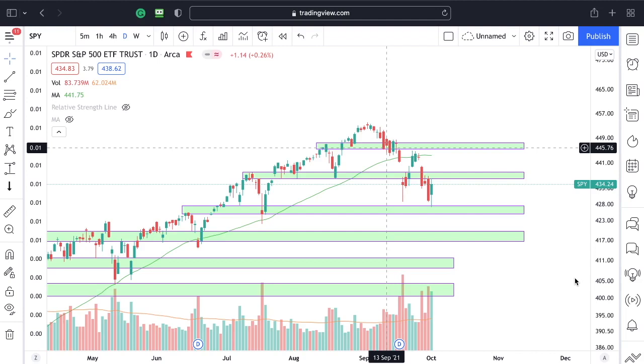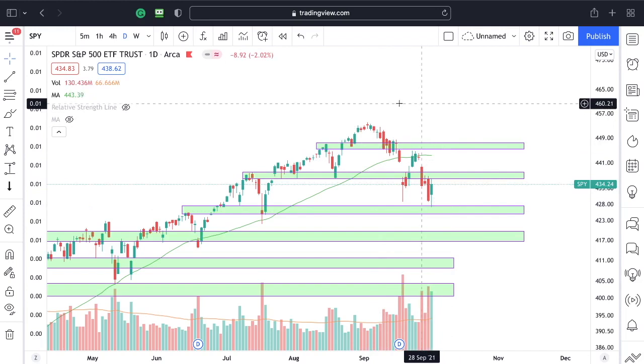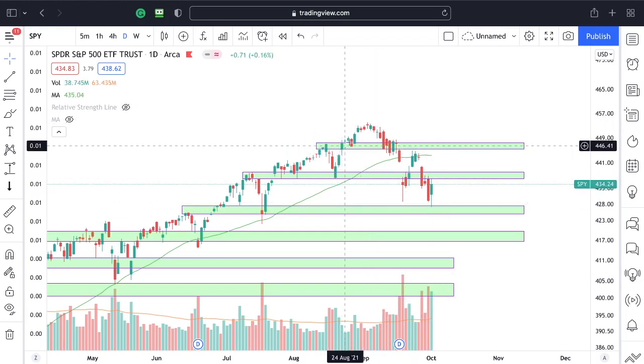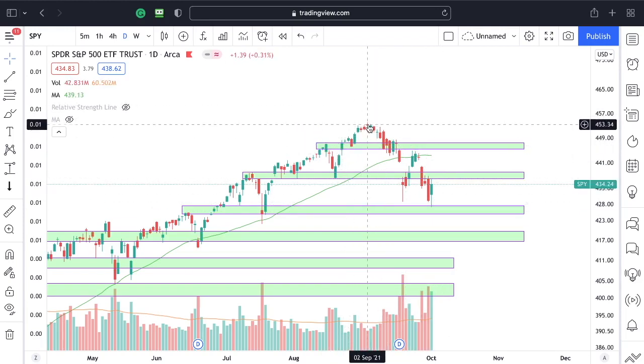Alright, so for the US stock market, I'll be taking a look at the three main indexes, which are the S&P 500, the Dow Jones and the Nasdaq. I'll begin with the S&P 500 first. On the screen over here, we have the chart for the S&P 500, the SPY. As you can see, we had some volatility recently. The S&P 500 made its high on the 2nd of September.